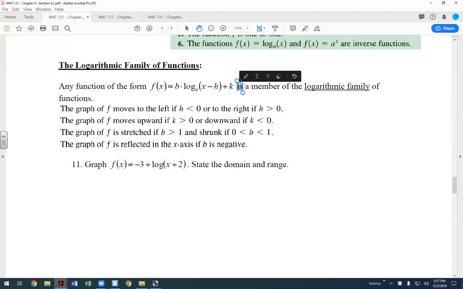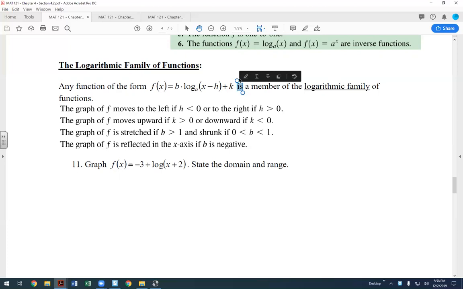So what kind of changes should we expect from the base graph to this transformation? Are we seeing a stretching or a shrinking? Are we seeing horizontal movement, vertical movement, reflection? It's reflected, okay. What else? What's the x plus 2 telling us? The graph is moving to the left, okay. And other than the reflection, what else are we seeing? What's the 3 telling us?